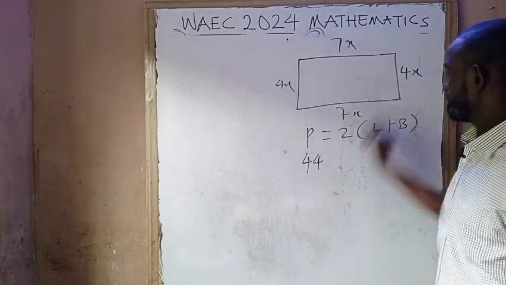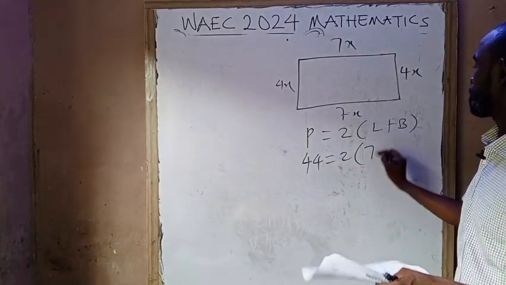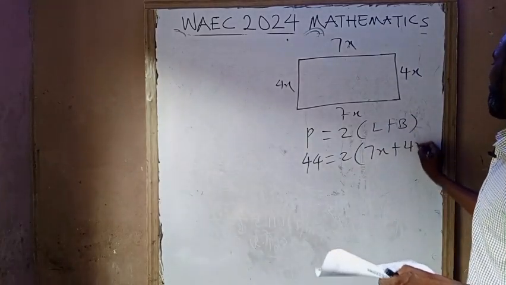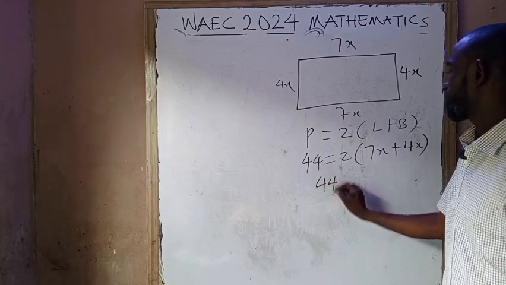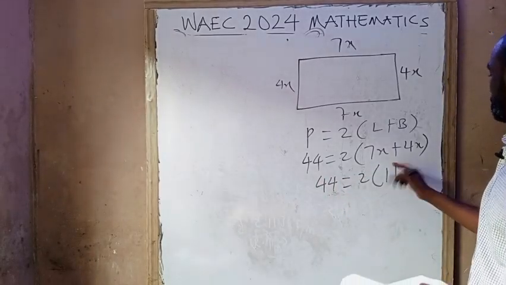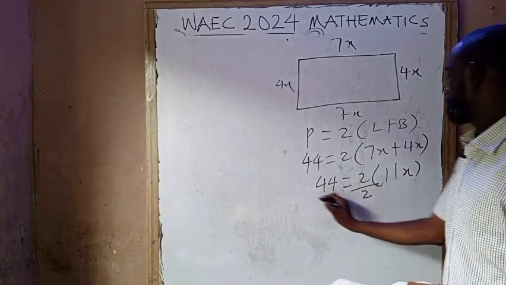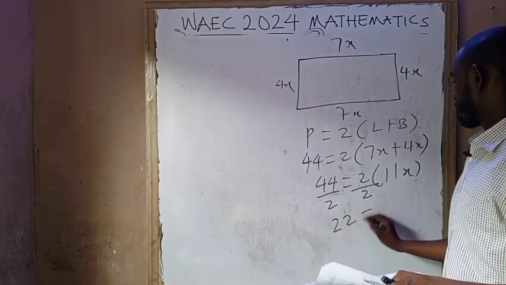44, which is the length, equals what now? 2 brackets. Our L is what? 7x plus 4x. This will give us what? 44 equals 2 bracket 11x. So by 2, this will be 22 equals what now? 11x.